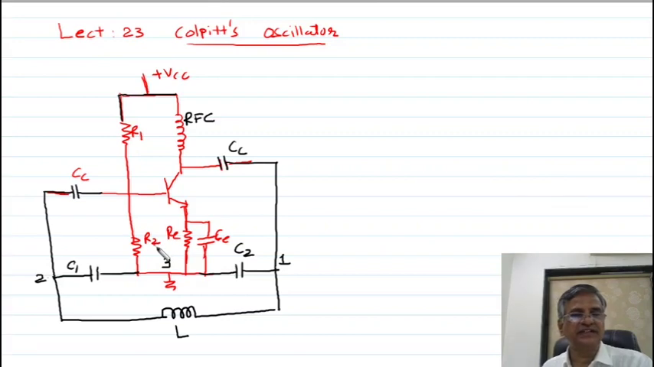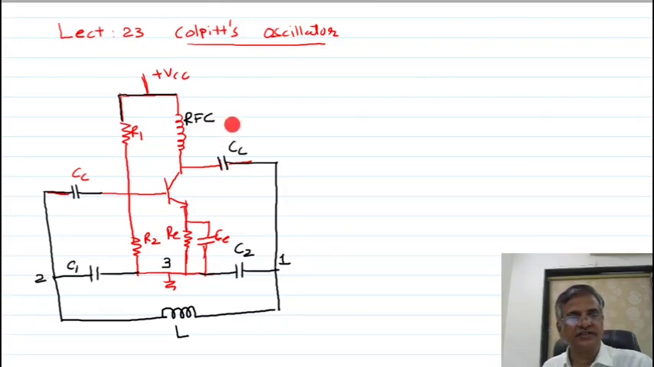So, in this circuit diagram of the Colpitts oscillator, resistors R1 and R2 provide a voltage divider bias. I am explaining the function of each component, then we will go for the analysis. R1 and R2 provide voltage divider bias for the stability of the circuit. RE and CE provide the self bias.